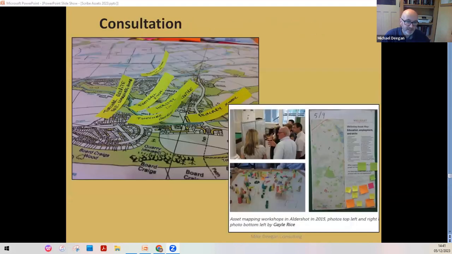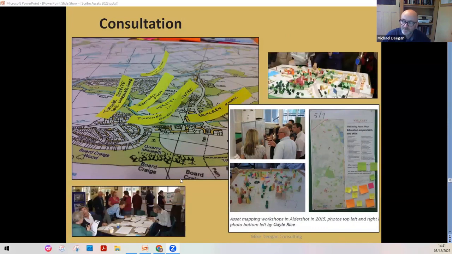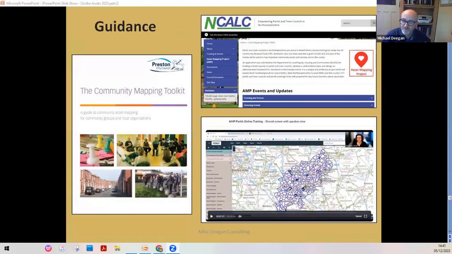And there are some really excellent examples online of local engagement over asset mapping. I actually give a much longer, two-hour presentation on this subject, where we go into detail, especially on consultation, but it can be really, really useful. Oh, just some more photos there. And there's lots of guidance online for mapping community assets, and Locality provide some information, and you can often find useful toolkits as well. There's one there from Preston City Council.